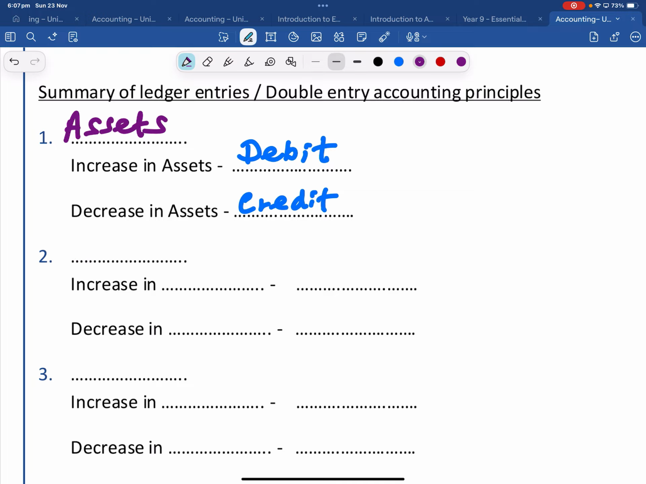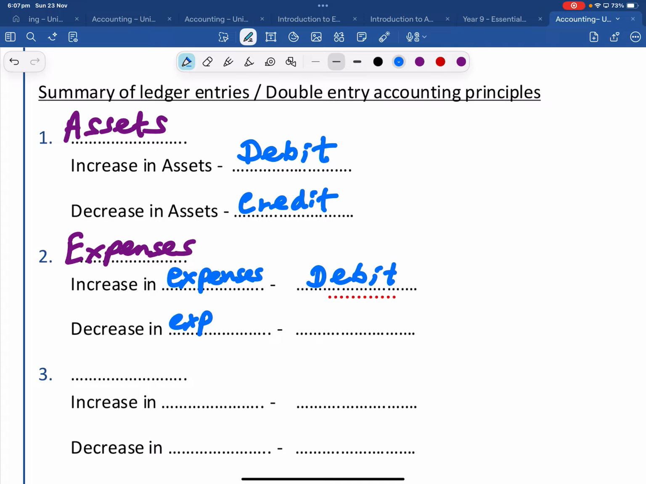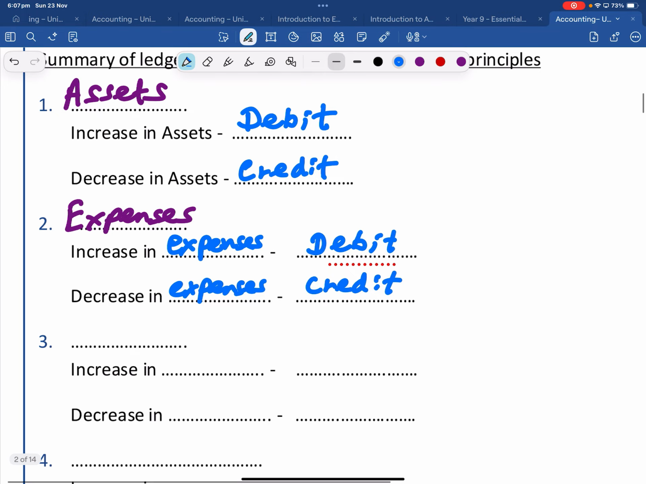Next one. We'll write expenses. Increase in expenses: debit. Decrease in expenses: credit.